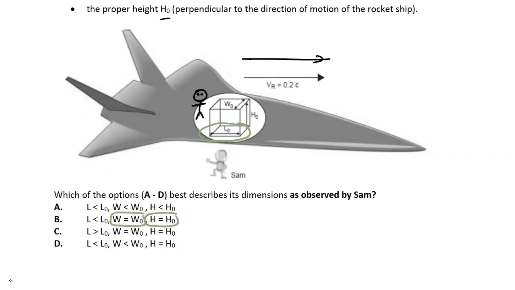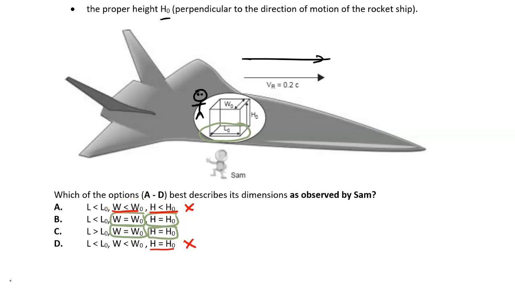H0 and W0, good. Okay, so it looks like we're narrowing down our answers to B and C, because I notice A has changes in W0 and H0. And this one here, although it says the height is equal, the width is not equal. So we've narrowed it down to B or C.